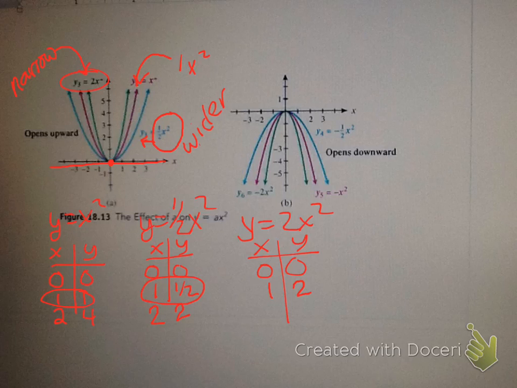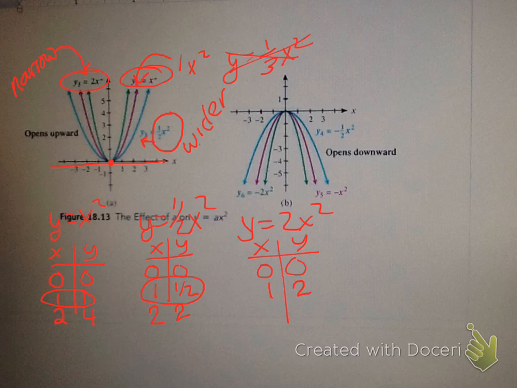You will in the homework be asked, what will happen to this equation, what will this graph look like compared to this. So most of the time they'll compare to your basic function for right now. So they'll say compared to y equals x squared, what would y equals 1/3 x squared look like? And you would say wider.